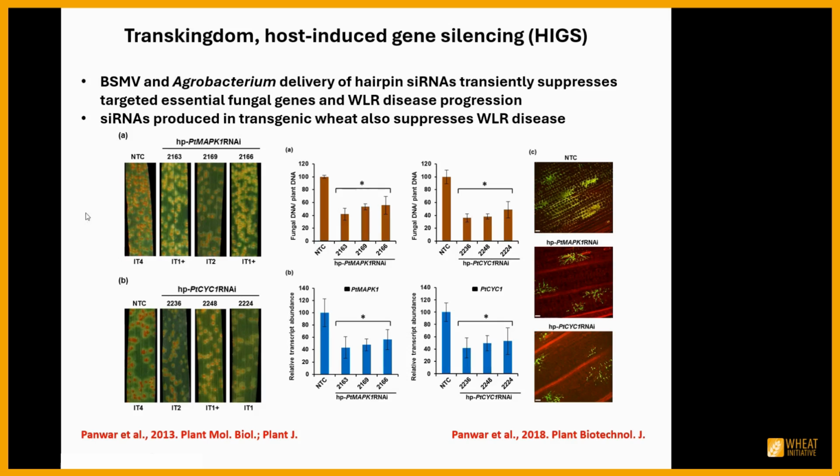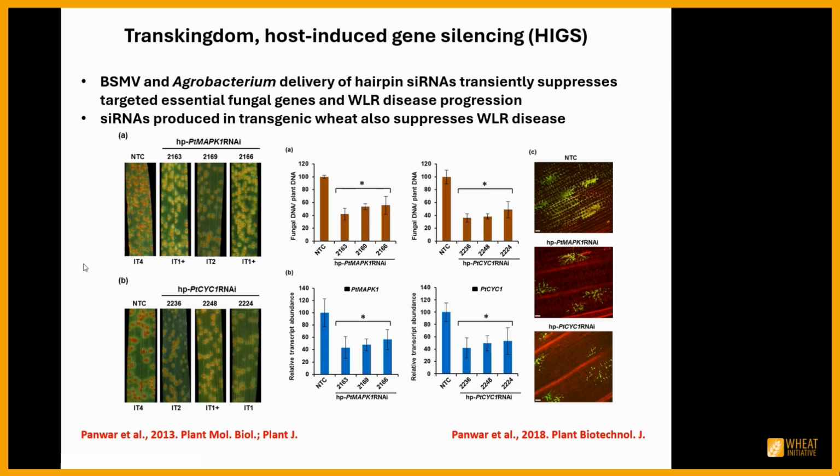We published this quite a while ago, but I still would like to mention it because it seems to be falling a bit by the wayside: suppression of leaf rust disease by expressing hairpin small interfering RNAs in wheat. I think one of the main problems is that people don't like to make transgenic wheat with these silencing molecules, but it was quite effective.